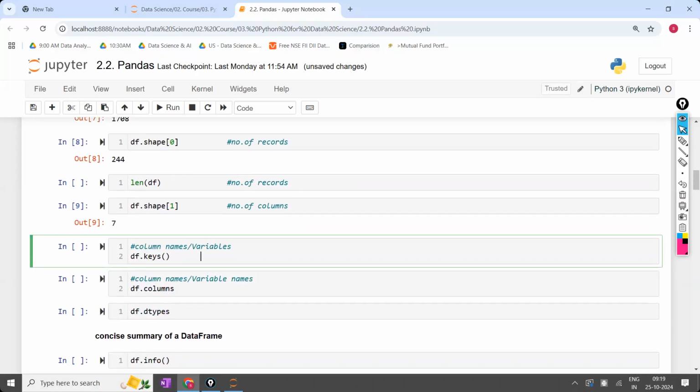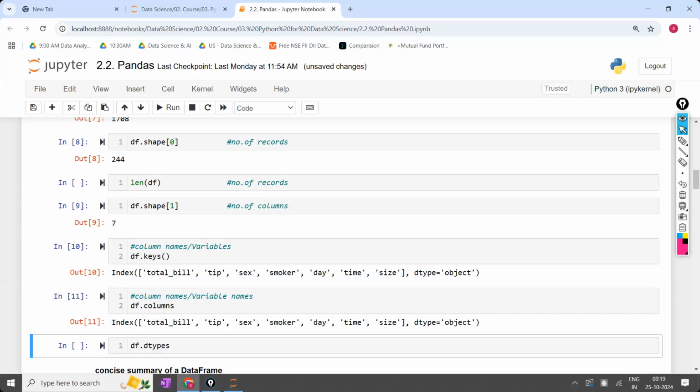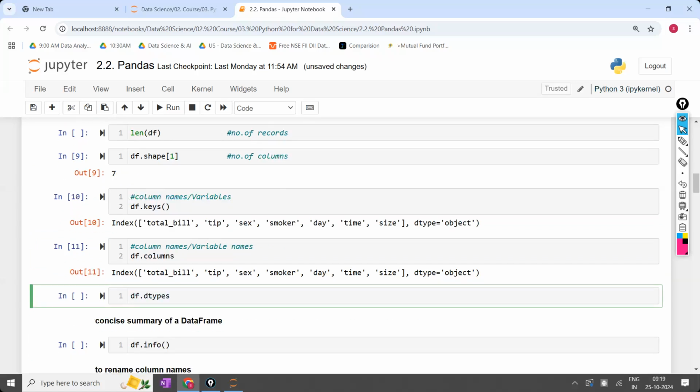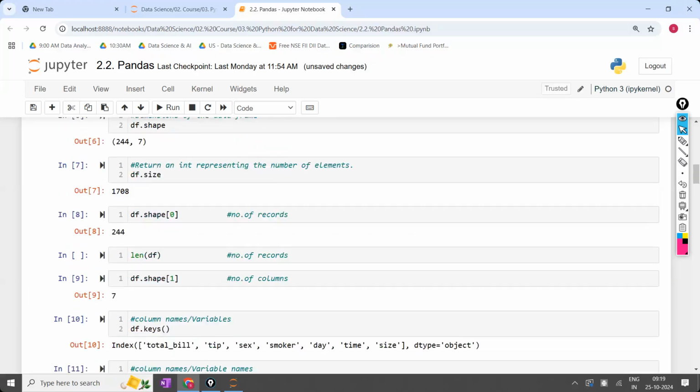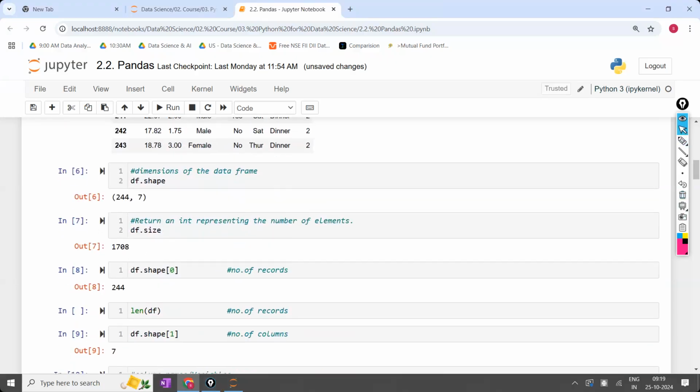And df.keys will give all the column names. df.columns will also give all the column names. Then df.dtypes. What will dtypes give? Each column's data type. Since this column has float values, it is going to be float. This column is also float. This is a text column, object. This is object, and this is object. And this one is int, because the number of members is not a float value.